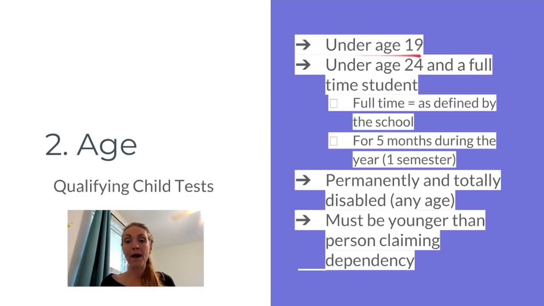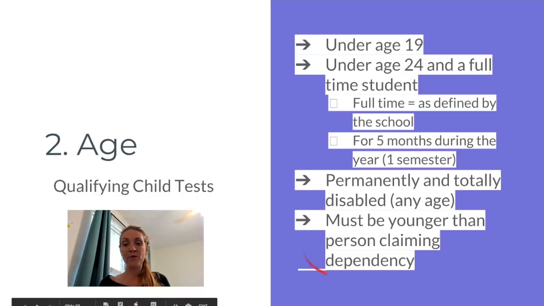The age test, qualifying child test. So under age 19, or under age 24 and a full-time student, which means full-time as defined by the school for 1 semester, 5 months during the year. Or any age if they are permanently and totally disabled, which is according to SSA, Social Security Administration. And there was this rule added a few years ago that the person must be younger than the person claiming the dependency.